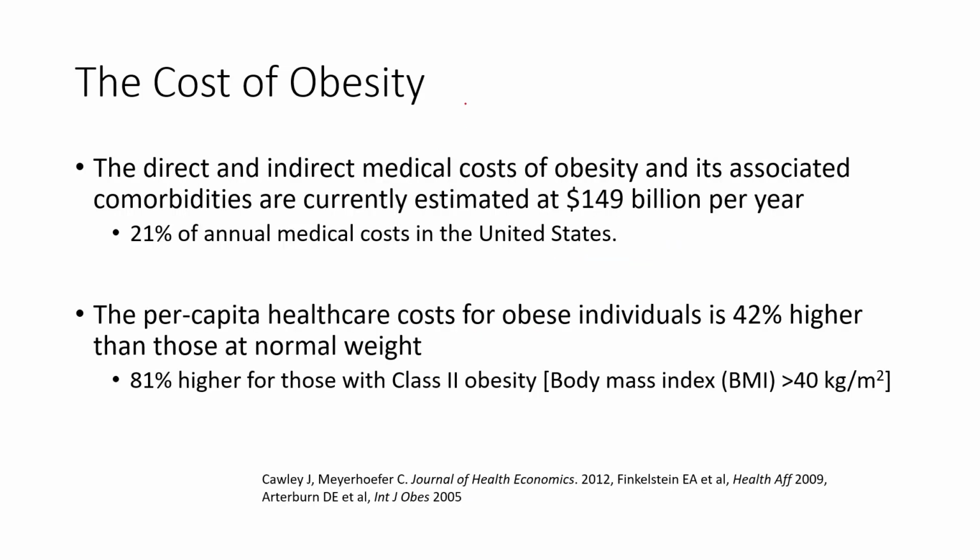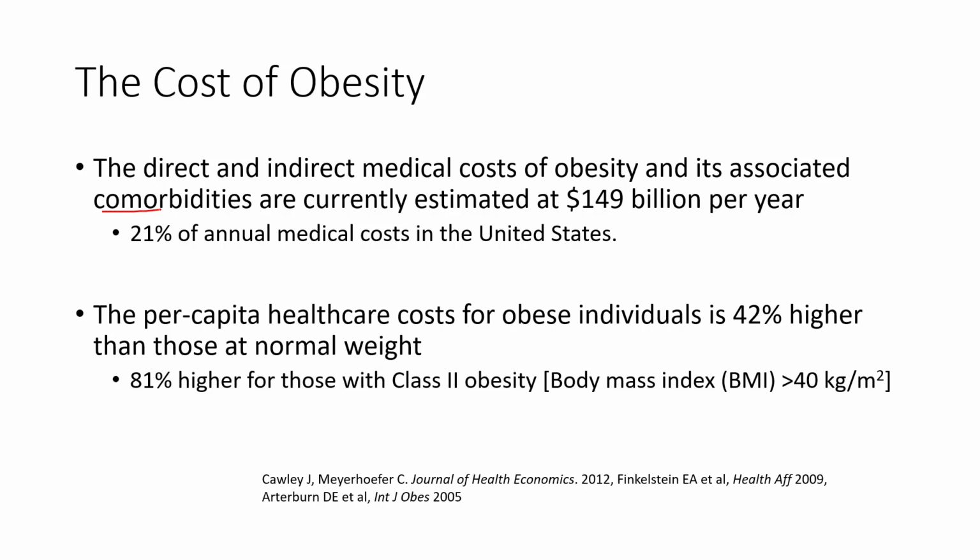The direct and indirect cost of obesity and its associated comorbidities. We're talking about stroke. Talking about osteoarthritis. We'll get to some of them in a bit, and cardiovascular disease accounts for about $149 billion per year. It's 21% of annual medical costs in the United States, and that makes sense because a large proportion of people in the United States are obese, right?